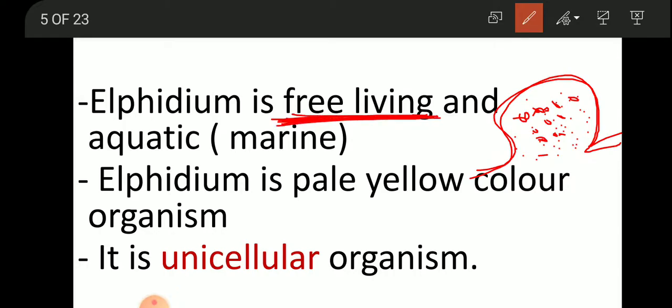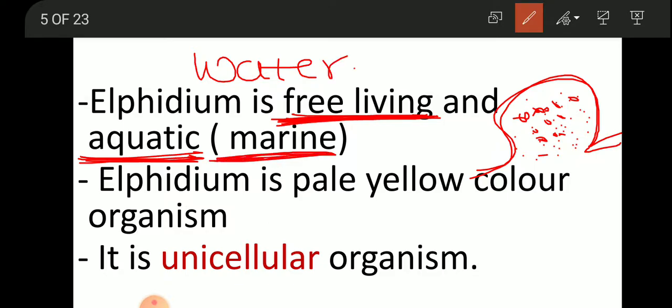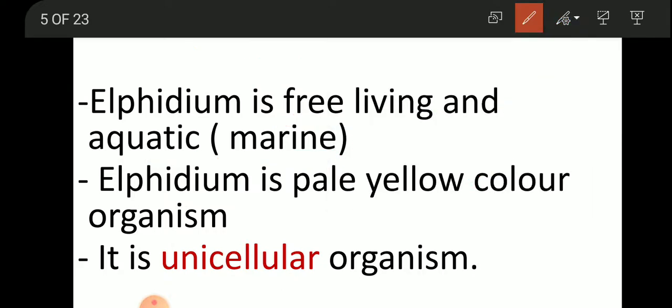So it is free living and it's aquatic. Aquatic means it stays in the water. Without water it cannot survive. Though in the water, it lives in ocean water, not in fresh waters, only in the ocean waters. So how is it in color? It is pale yellow in color. Elphidium exhibits a pale yellow color.